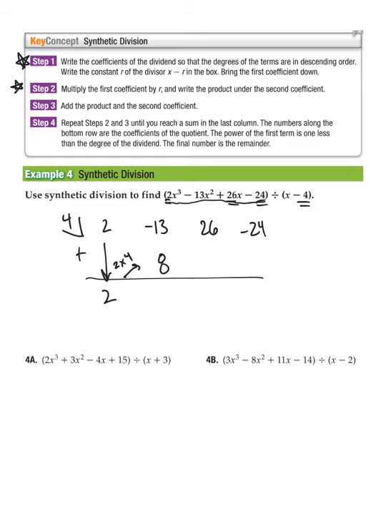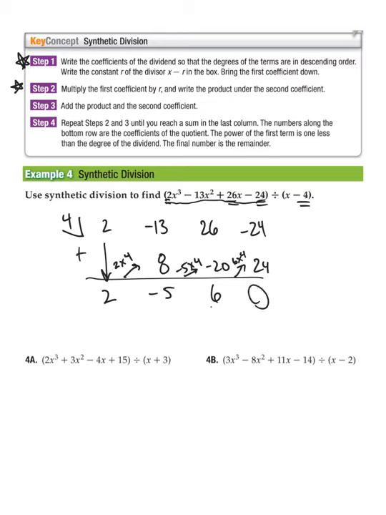Negative 13 plus 8. That is negative 5. All right. Now we're going to do negative 5 times 4, times r, the number in the box. That's negative 20. 26 plus negative 20 is positive 6. And then 6 times r. So now we're going 6 times 4, the number below the line, times the number in the box. That's 24. Negative 24 plus 24 is 0.